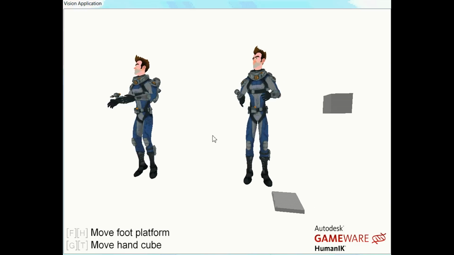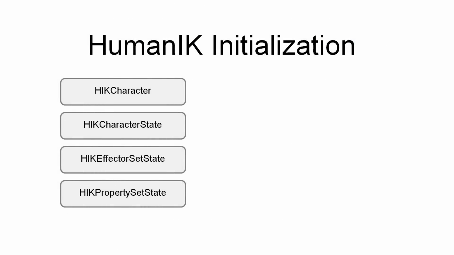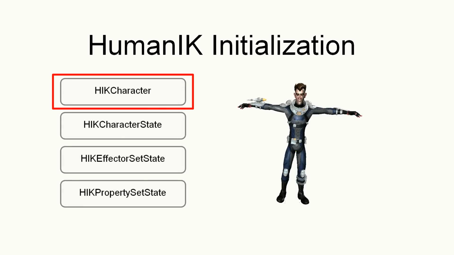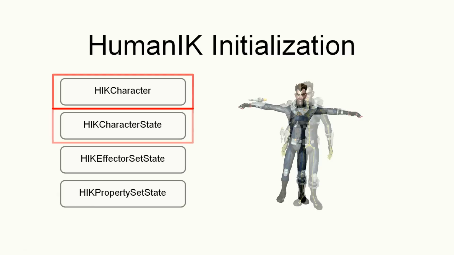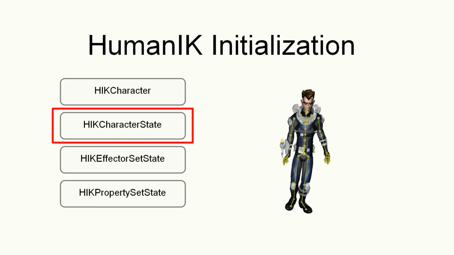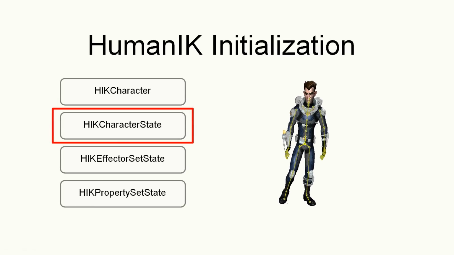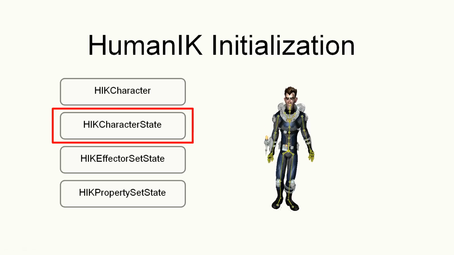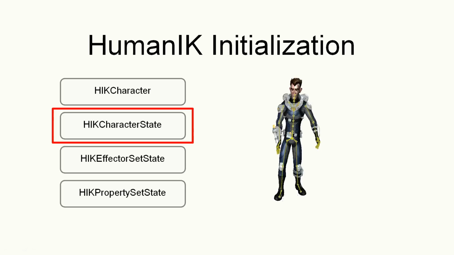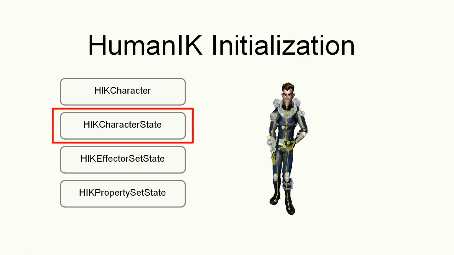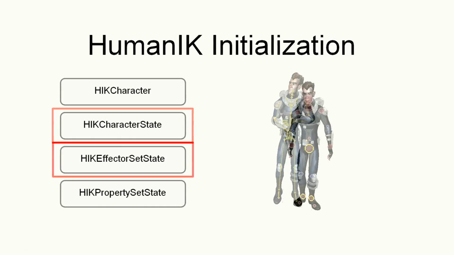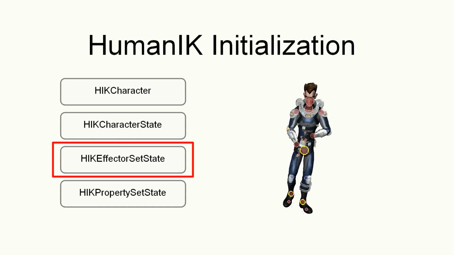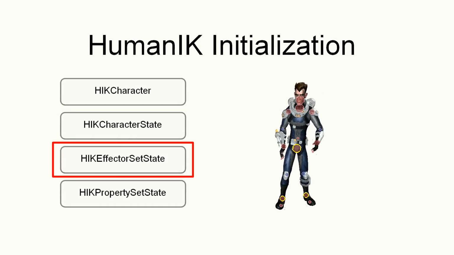In order to be able to start the solver of HumanIK, you need to initialize four objects. These four objects are listed here. The first object is an HIK character. You can build an HIK character from a valid characterization. The second object is an HIK character state. You can simply call it a pose. This object will be used to provide HumanIK with the current FK pose and to hold the final pose computed by the solver. The third object is an HIK Effector set state. This holds all the target positions and orientations to be reached by the IK solver.